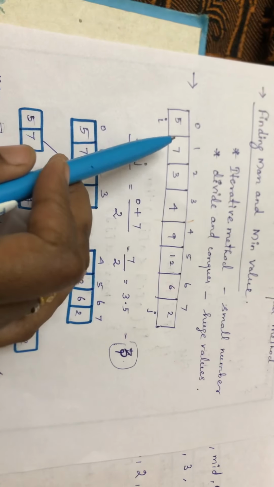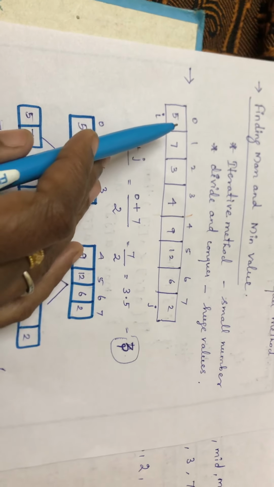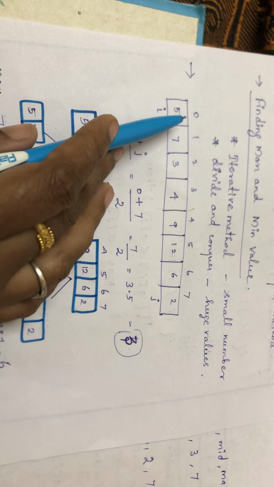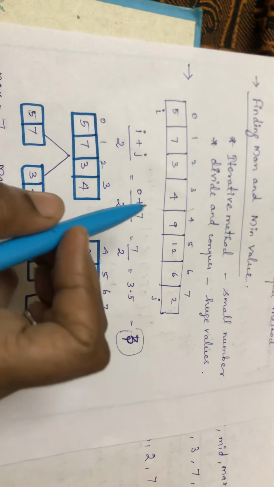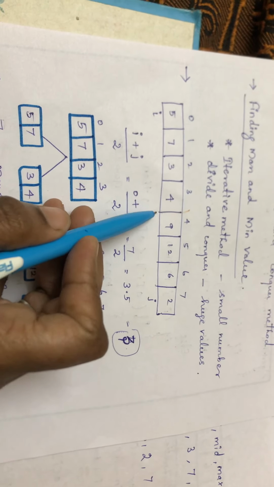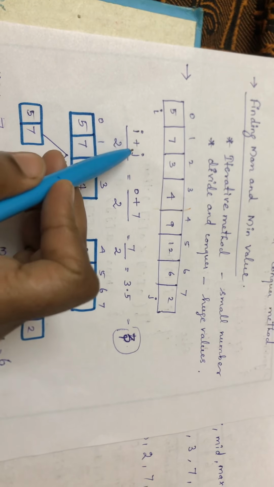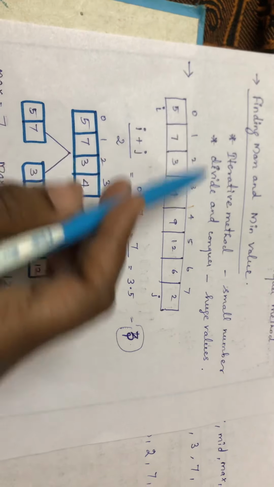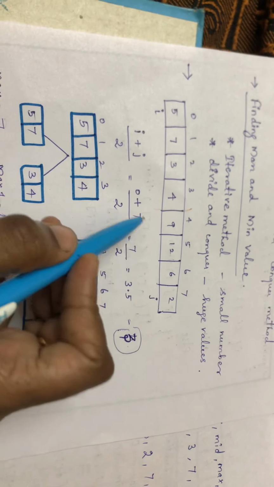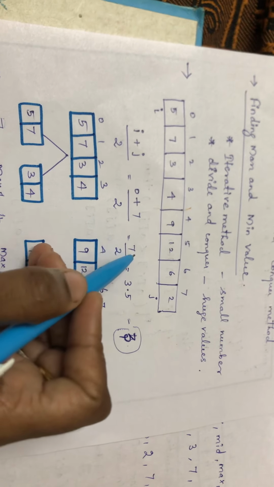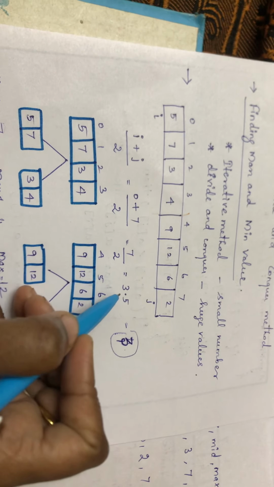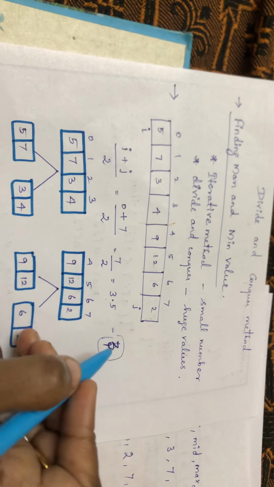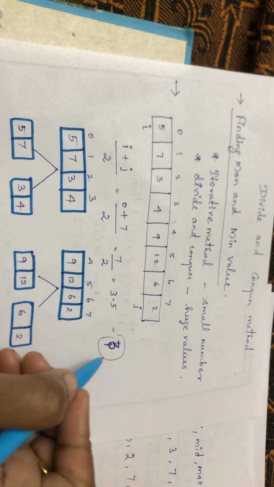In this case, there are 7 elements. In this array, there are elements from 0 to 7. First, find the mid value. Mid value means to calculate i plus j divided by 2. Here i value is 0, and j value is equal to 7. 0 plus 7 divided by 2 equals 7 by 2. The final value is 3.5. We are going to take the approximate value 3.